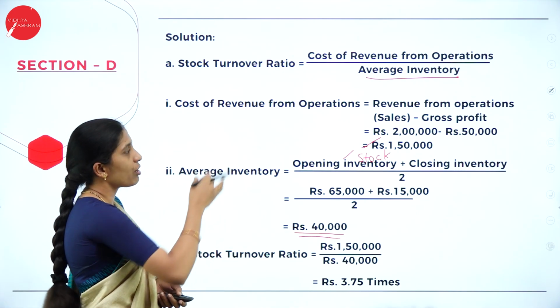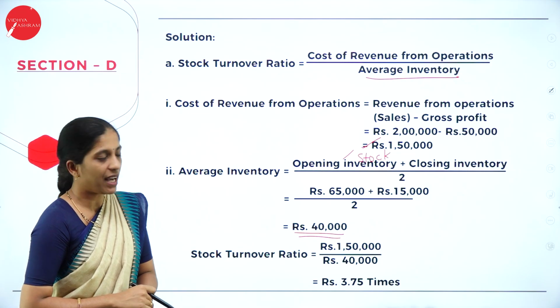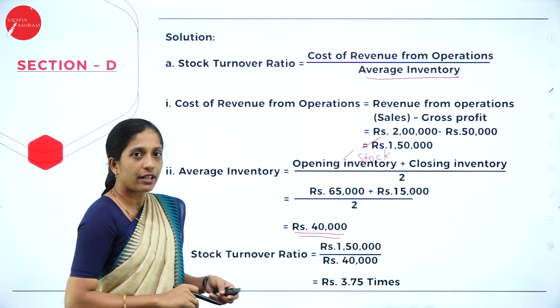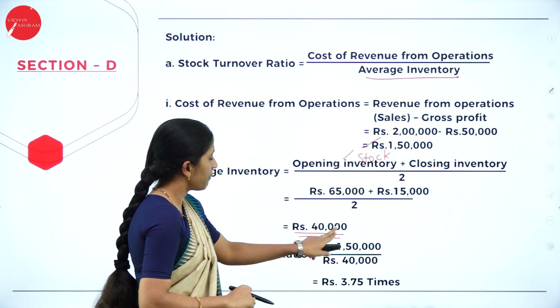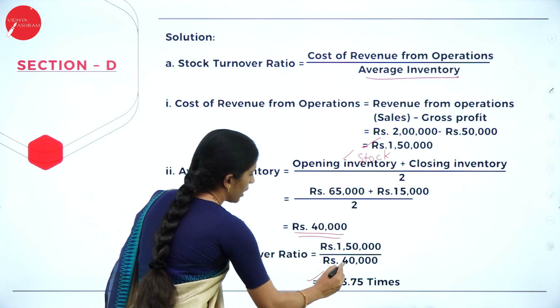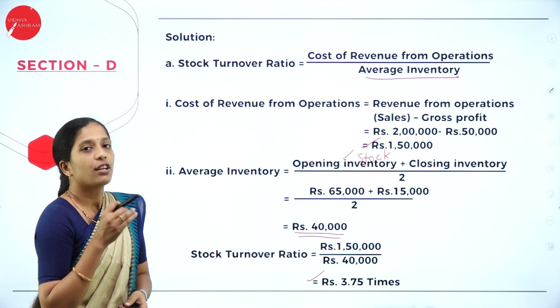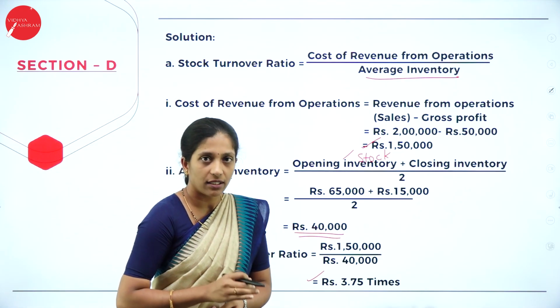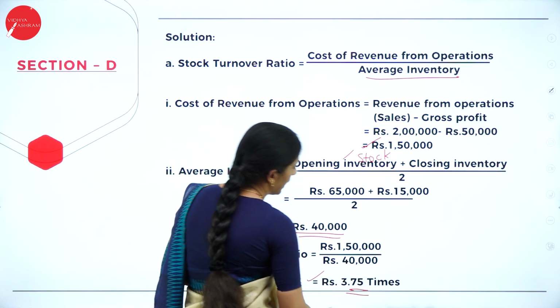Now, we know both cost of revenue from operations and average inventory. Now, you can apply the formula: stock turnover ratio or inventory turnover ratio is equal to 1,50,000 divided by 40,000. So, your answer is 3.75 times. Here your activity ratio is measured in terms of times, so you have to write this 3.75 times.